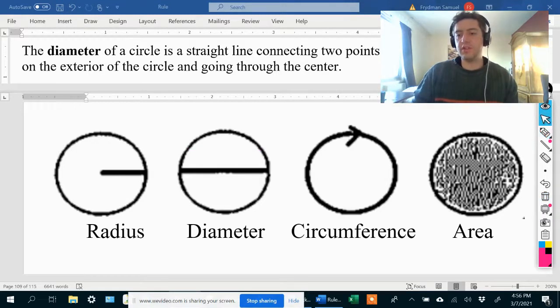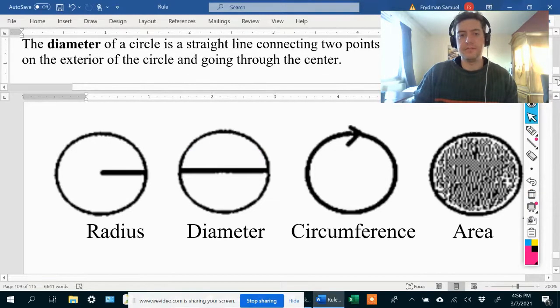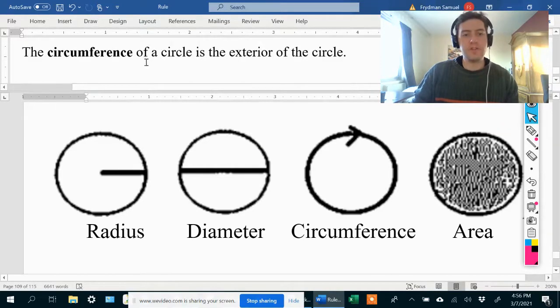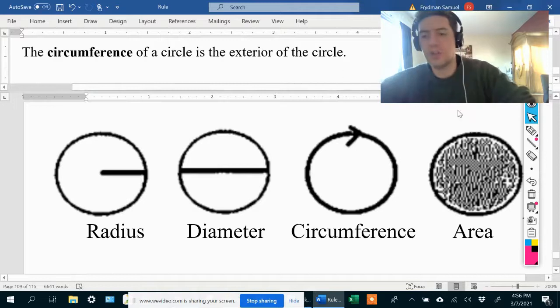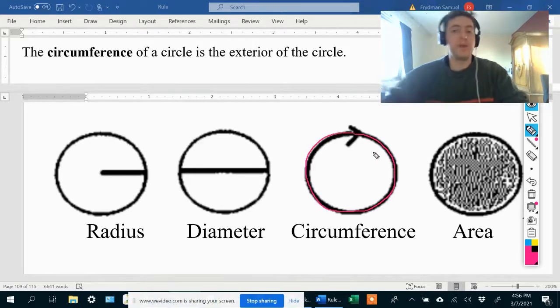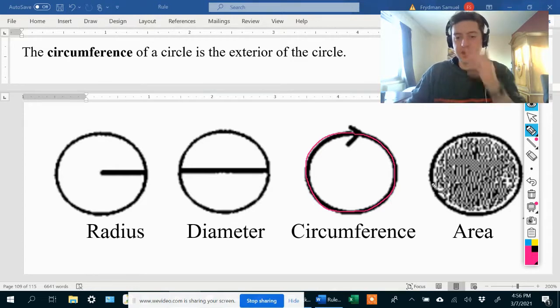And the next one we're going to talk about, probably guessed from over here, circumference. So the circumference of a circle is the exterior of the circle. Okay, so pretty simple. It's this part of the circle. You might say it's the circle itself. Okay, all right, so that's circumference.